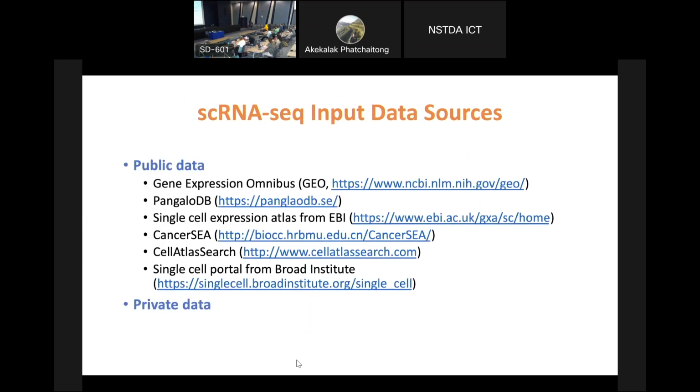Now, where do you get the data for single-cell RNA-seq? You get it from various sources. These are some of the places. GEO also provides, as I mentioned earlier, single-cell RNA-seq data. There's PanglaoDB, the Single Cell Expression Atlas from EBI, CancerSEA, which is more for cancer, Cell Atlas Search, and the Single Cell Portal from the Broad Institute. And of course, some people have private data that they don't share, and you could be one of those.